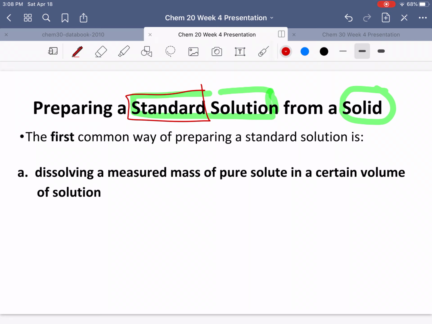Now, if we were in class, this would have been one of the labs this week where you would have had to make a solution from a specific given mass of a substance. And then the next step, which we'll do in podcast 4, is how you would then take that solution and dilute it to make another standard solution. Our first focus today is taking a mass of pure solute, which will be a solid, and then dissolving it in a specific volume of the solvent.